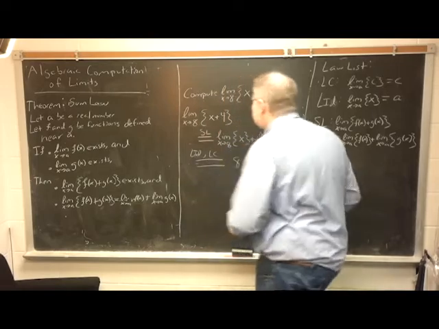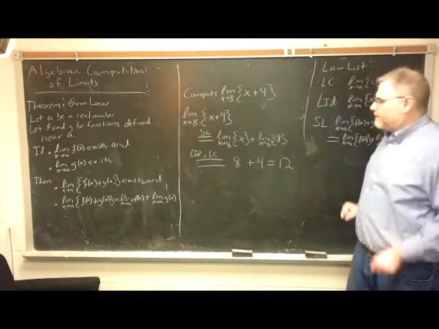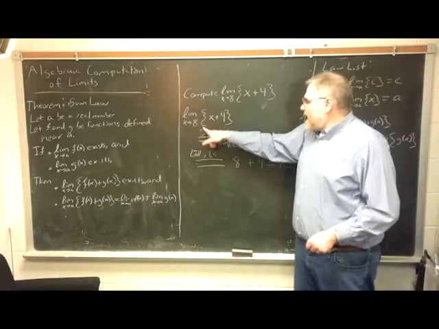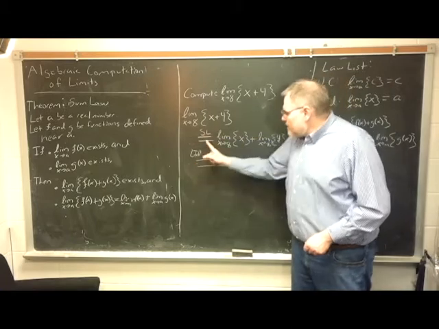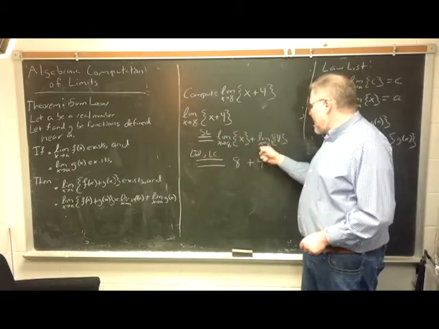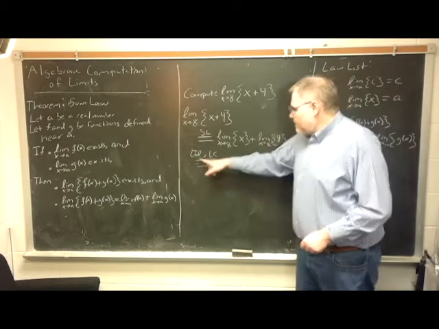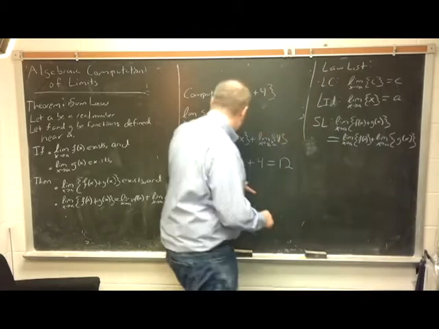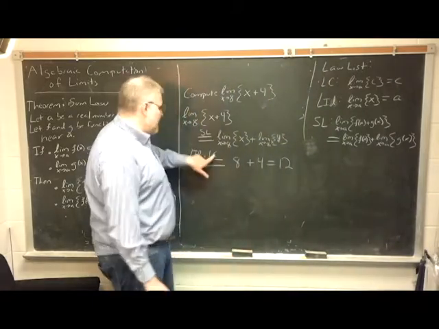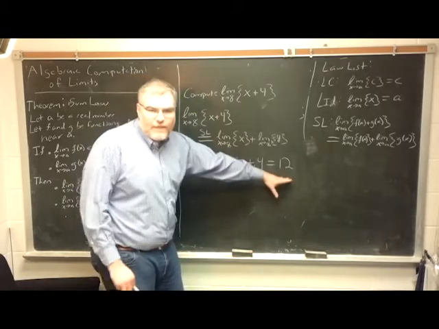Now, let's do an example. Compute the limit as x goes to a of x plus 4. Well, it's rather trivial, but let's just do it anyway. The limit as x goes to a of x plus 4, by the sum law, equals the limit as x goes to a of x plus the limit as x goes to a of 4. Combining with the rules that I already have, the limit of identity gives me this, so this first one is a, and the limit of the constant function gives me that the second one is 4. So I wind up with a plus 4.